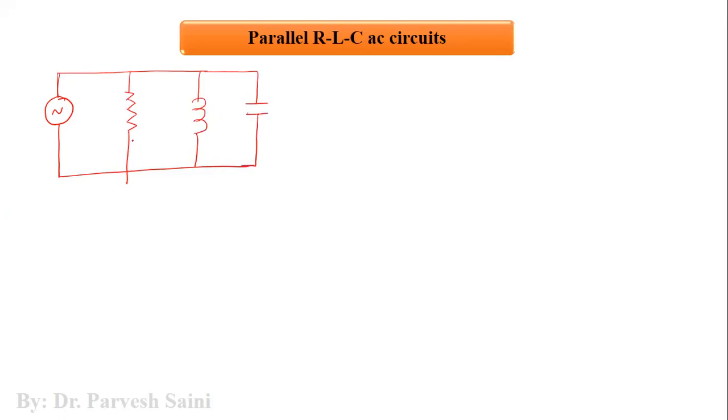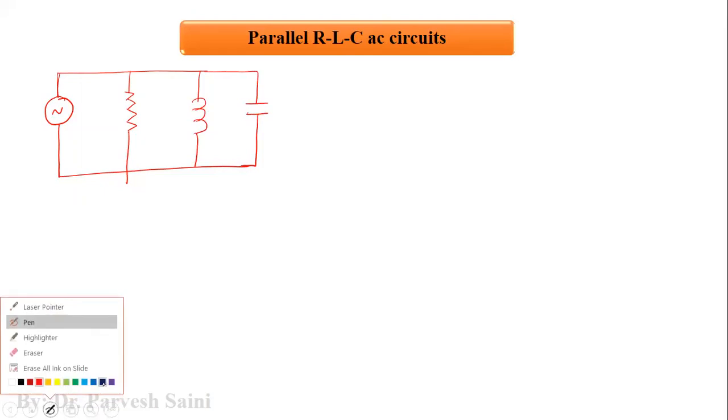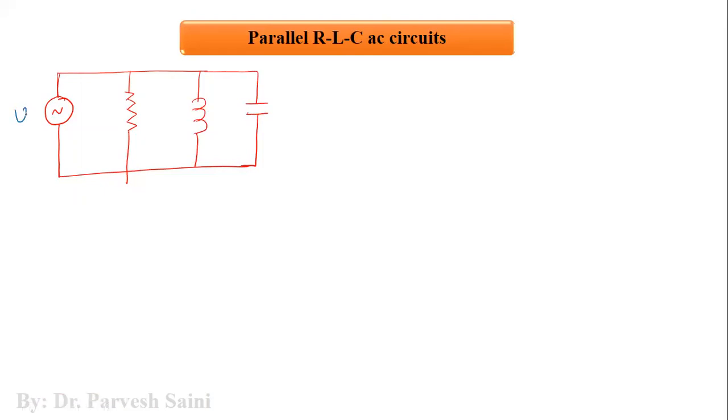All elements are connected in parallel to one voltage source, which is AC in nature. So it is V, and the RMS value of voltage is capital V. RMS value of current is capital I. This is the resistance R, inductance L, and capacitance C. So this is IR here, this is IL, and this is IC, right?